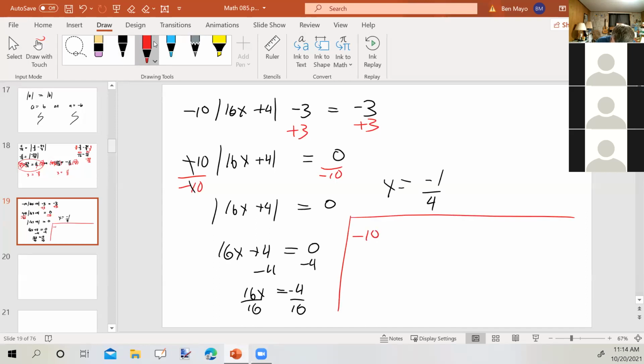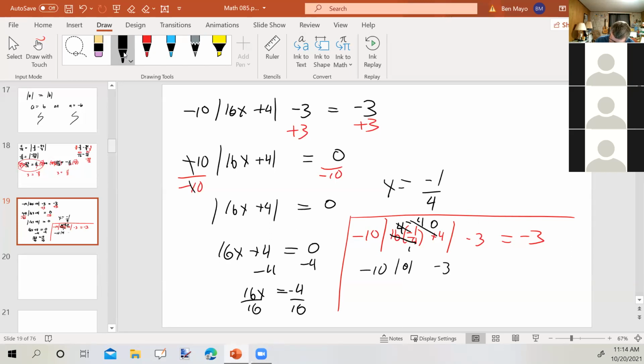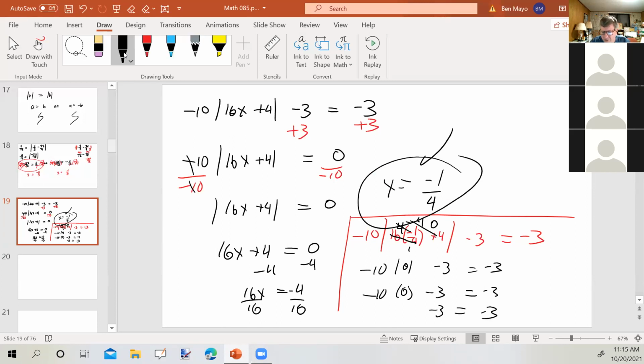Let's plug that into the equation. So we've got -10, absolute value of 16 times -1/4 plus 4, minus 3 equals -3. 16/4 is 4/1. 4 times -1 is -4. -4 plus 4 is 0. -10 times the absolute value of 0 minus 3 equals -3. What's the absolute value of 0? It's 0. -10 times 0 is 0. 0 minus 3 is -3. -3 equals -3. And it checks. Okay.